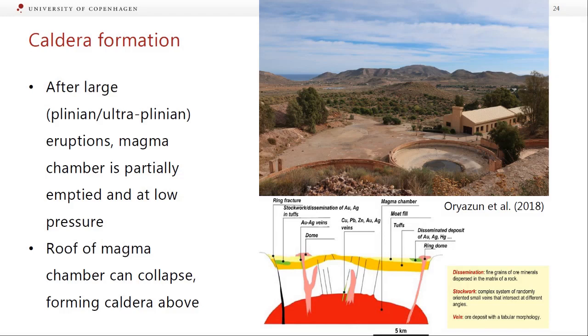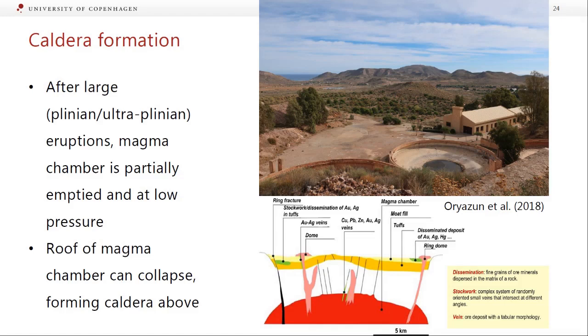So this was the Rodalquilar caldera, and I think it was something like 10 kilometers across. It's quite a big caldera. And in this photo, this is the gold mine that we went to. Essentially, all this flat area in the middle is caldera.